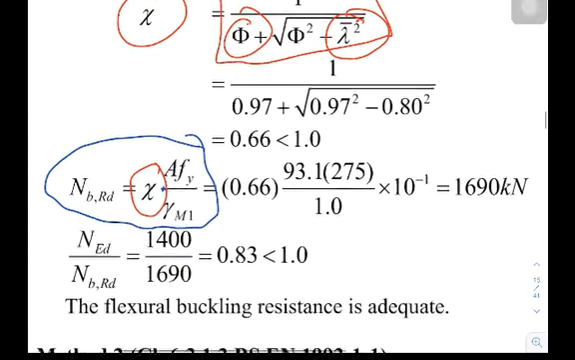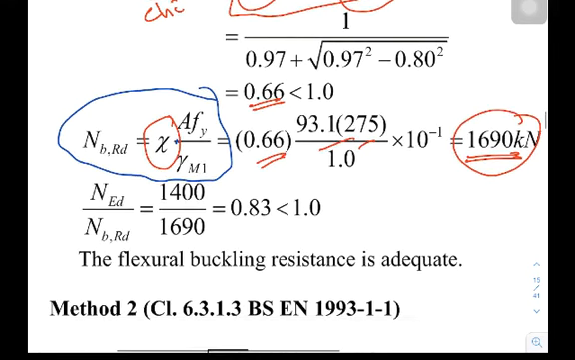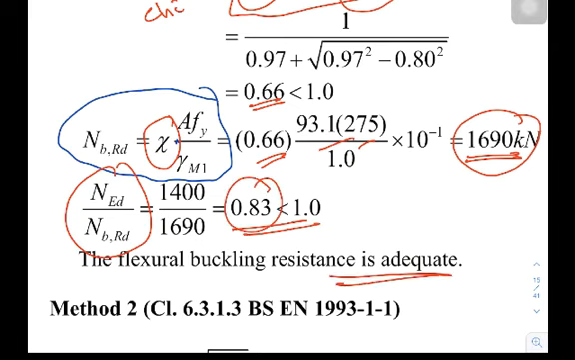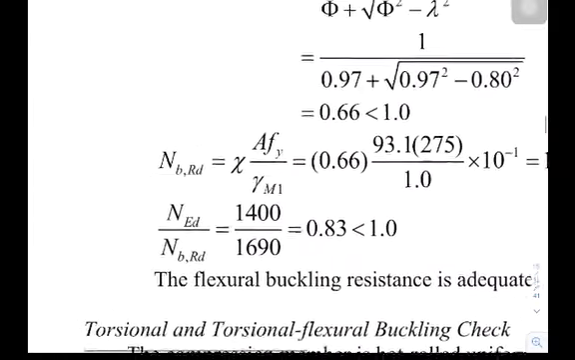So once you have got that value, as just now, you calculate chi. This is chi, and you got a 0.6, right? And then 0.66, you put into this formula, put in here, and then you got the value of NBRD, and NED divided by NBRD is less than 1.0, which is 0.83. So the column is adequate. And that's it for designing a column with axial load.